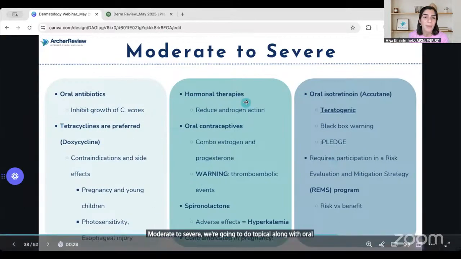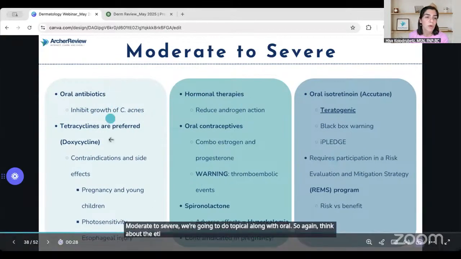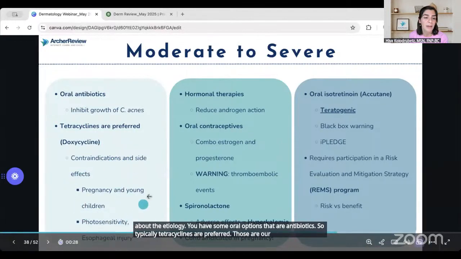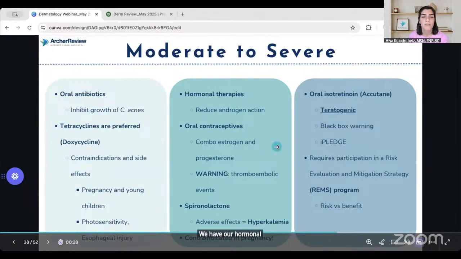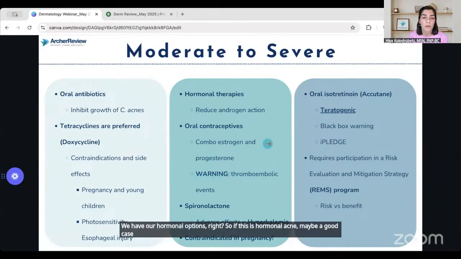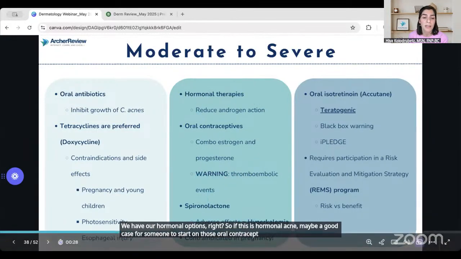So again, think about the etiology. You have some oral options that are antibiotics. Typically, tetracyclines are preferred. Those are our first line. Again, look at your contraindications: contraindicated in pregnancy and young children. We have our hormonal options, right? So if this is hormonal acne, maybe it's a good case for someone to start on oral contraceptives or spironolactone. Definitely look at contraindications again and those adverse effects, and monitor for those.